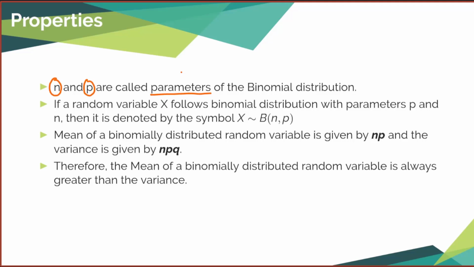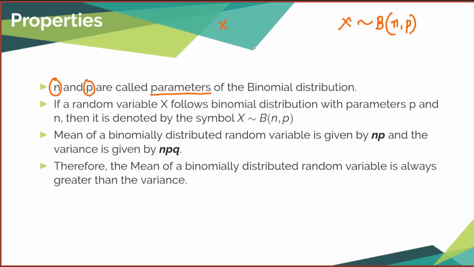These parameters help us to identify or distinguish between different types of distribution, right? So n and p are the parameters of binomial distribution. If a random variable x follows binomial distribution with parameters n and p, then we write it like this: x follows binomial (n, p). B for binomial, and within brackets we write down the parameters, right?